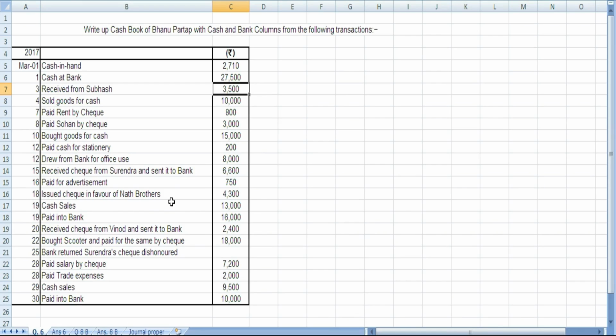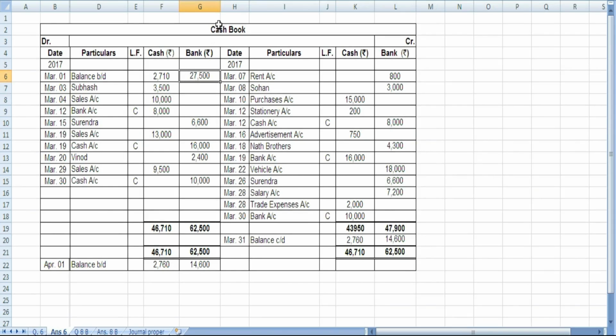So here, since this particular cash book is in the format of ledger, we'll have to make the journal in mind. Received cash, received from Subash. Cash comes in and who is the giver? Subash. So here we have cash debit to Subash in the cash column 3,500.